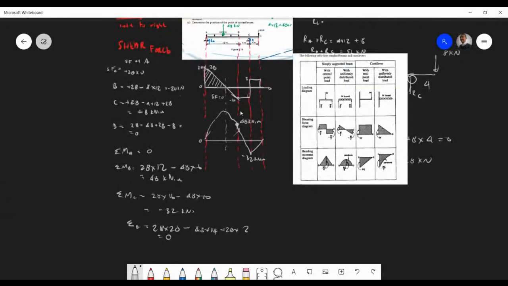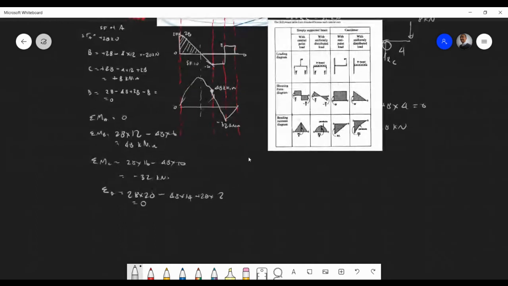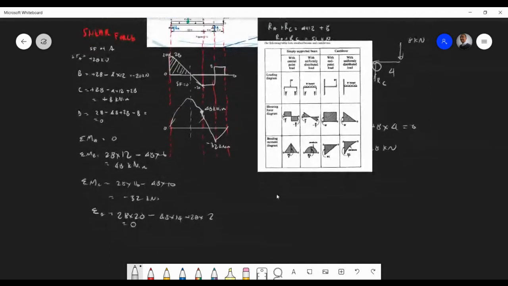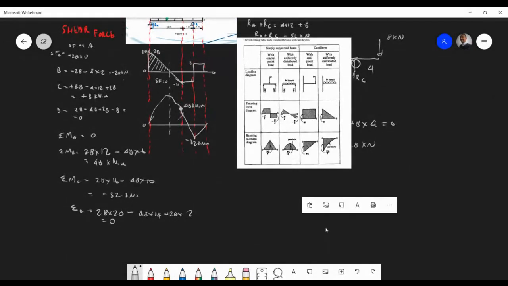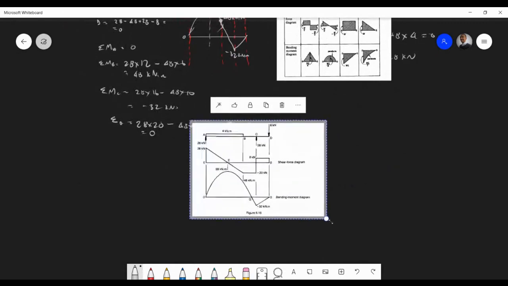So what we do now, we have to locate where the maximum is, where the shear force is 0, so we can find the location of the maximum. Right? So how do we do that? We actually know the maximum bending moment. No, we don't know yet. We still have to find it. Okay, so we go to our shear force diagram. I'm just going to paste that now. So our shear force diagram is over here.